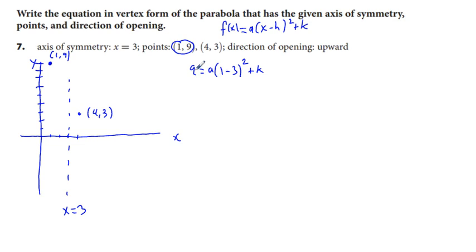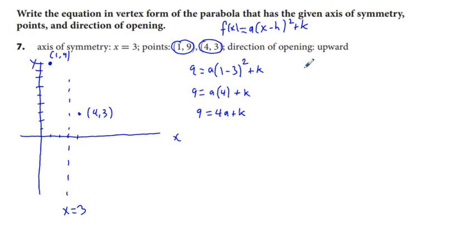And so we can just simplify as far as we can. So 9 is equal to a, and 1 minus 3 is negative 2, and negative 2 squared is 4. So a times 4 plus k. So we have 9 equals 4a plus k. It's good that we have an equation, but that's not enough to figure out what a and k are to finish.